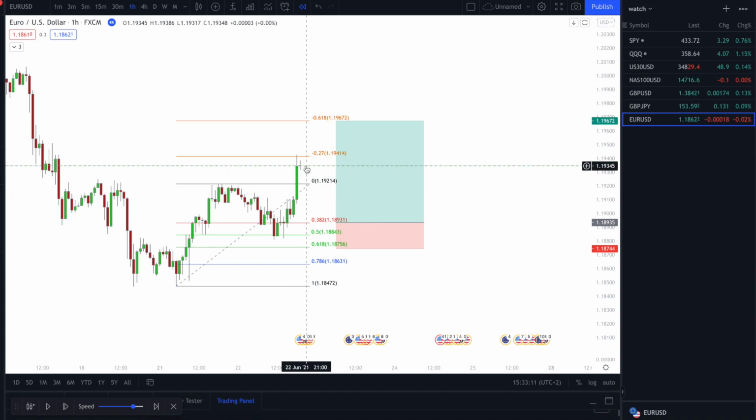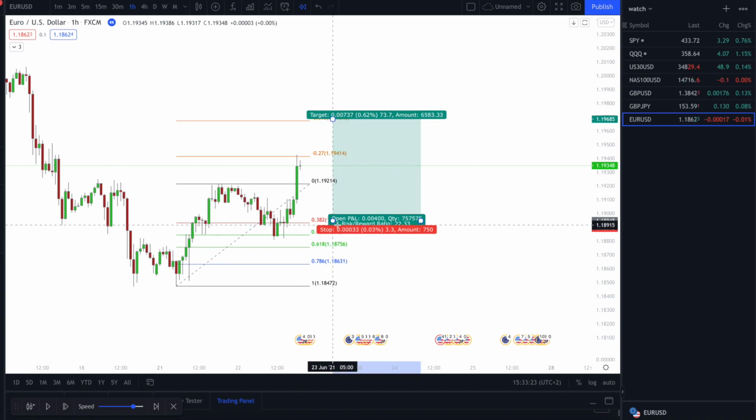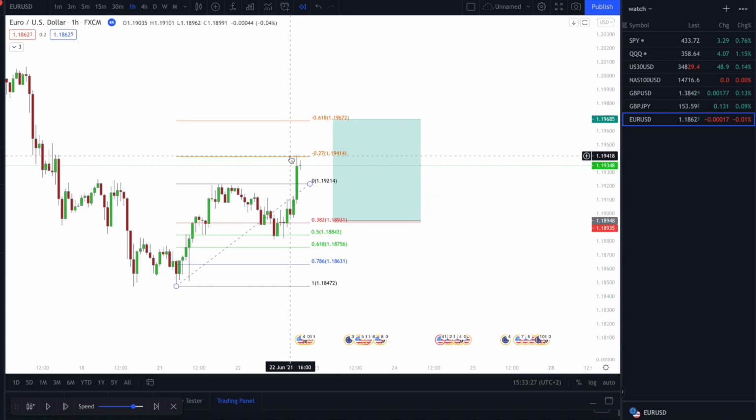As you can see, price wicks exactly to our take profit 1. What do we do here? Take partial profits, move your stop loss to entry. You now have a risk-free trade and you've taken partials. This is the power of the fib. Look how price has respected the 0.27 to a T.